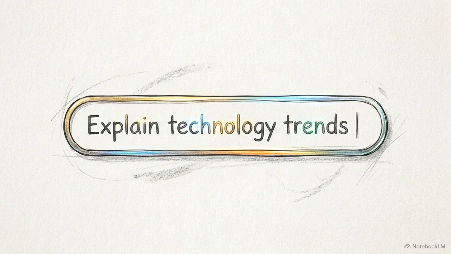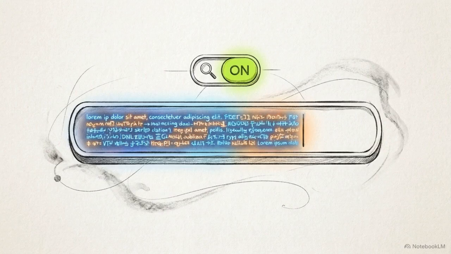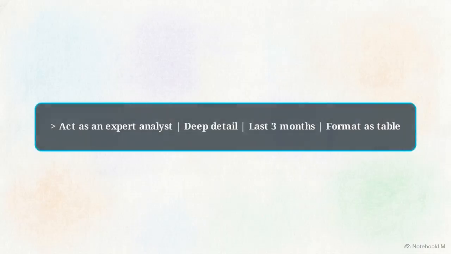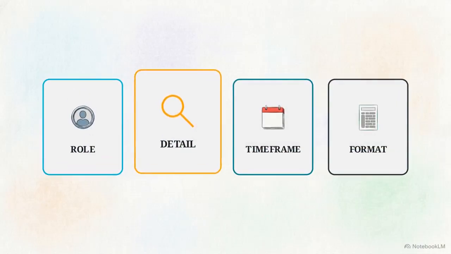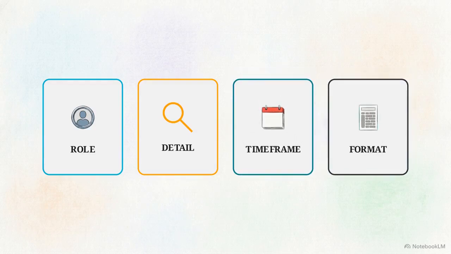Standard queries ask vague questions like, "Tell me about AI." We are going to trigger a deep research protocol instead. A professional prompt requires 4 non-negotiable variables: a designated role, granular detail, a specific time frame, and an exact output format. Toggle Deep Research on, paste your structured prompt, and execute.